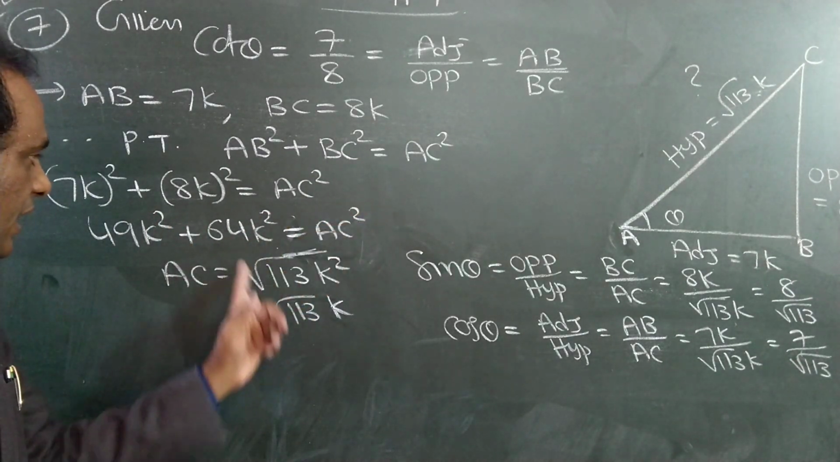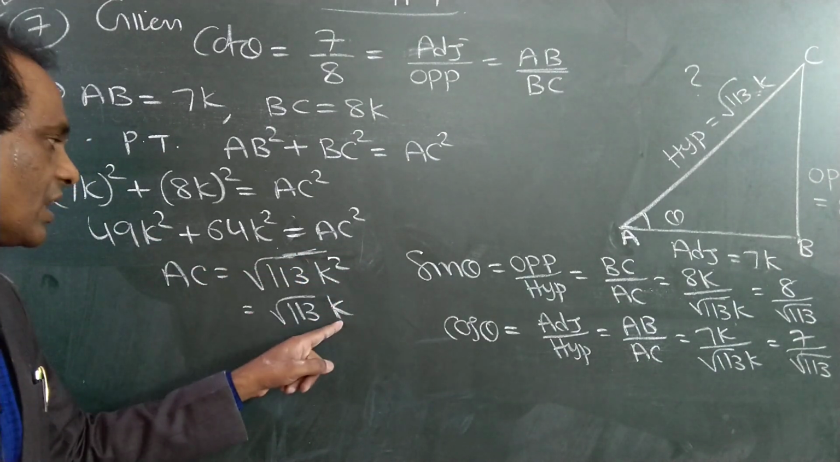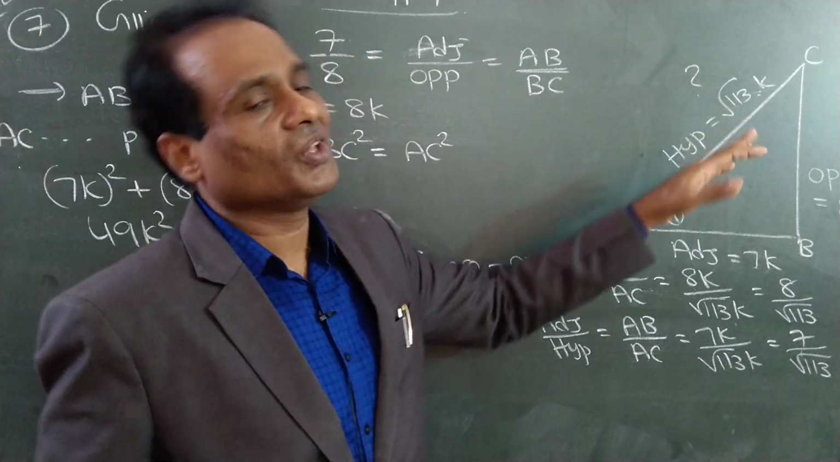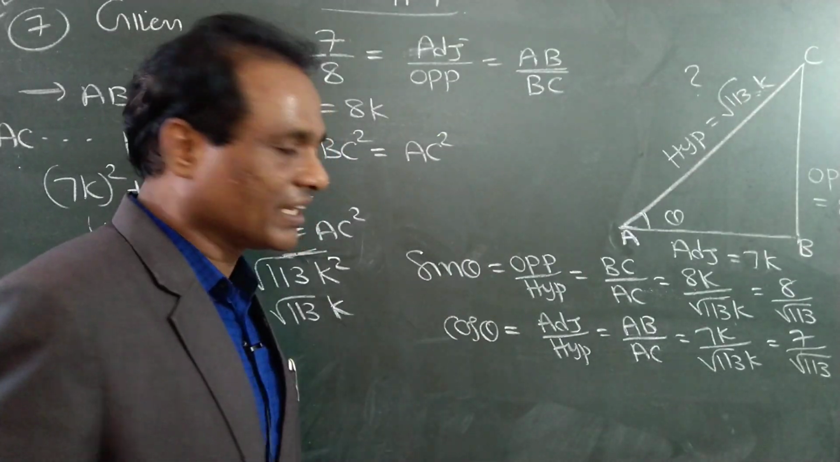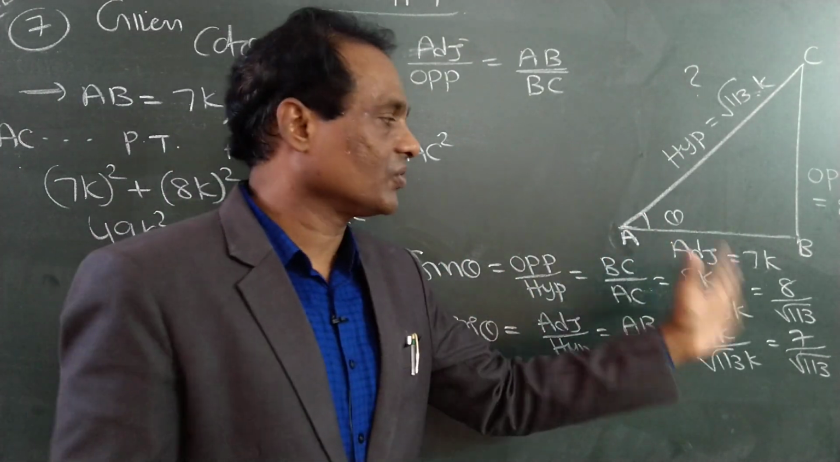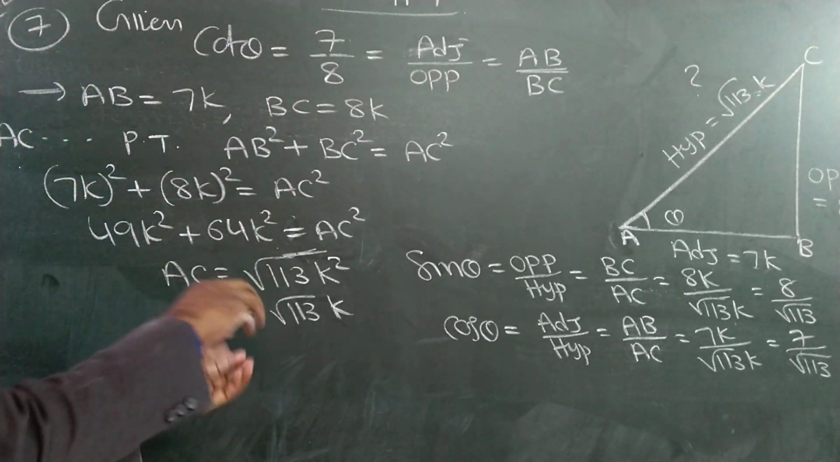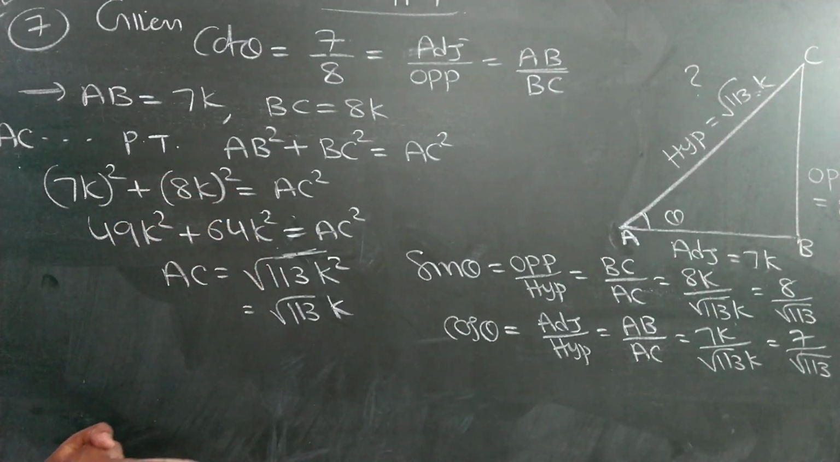If you remove the square, you will get the root. Root 113 we don't know, so leave it as it is. Root k square is k. Now we got the hypotenuse, so we can find the value of any trigonometric ratio. You have the definitions, see the formula and write the values. Understand up to here and we will do the simplification in tomorrow's class.